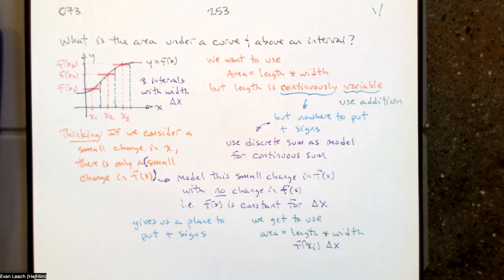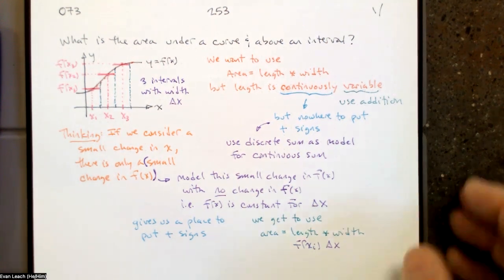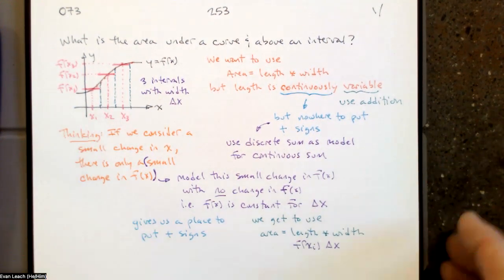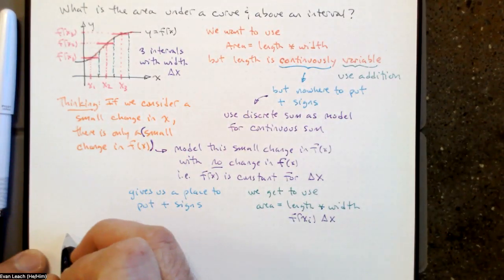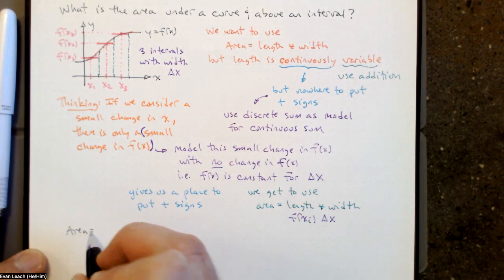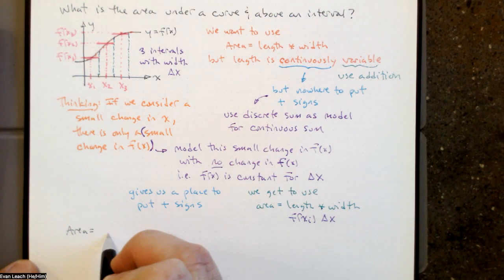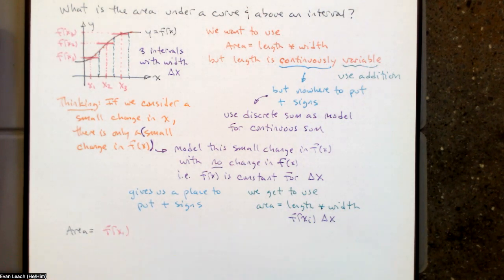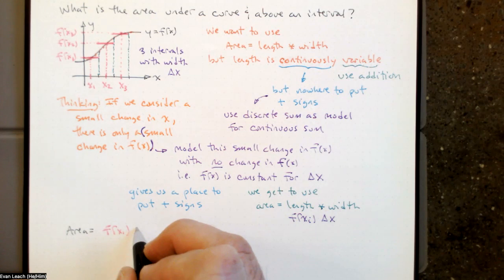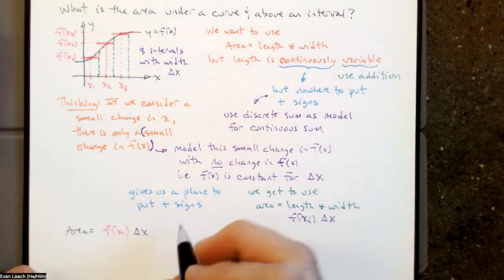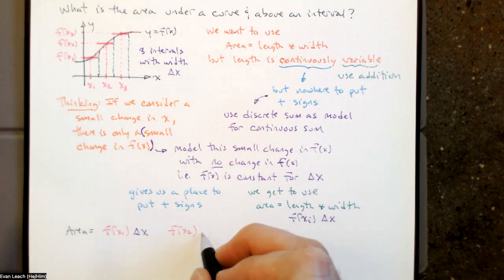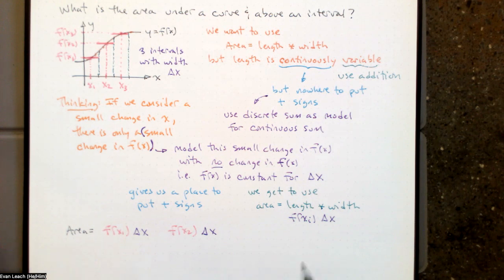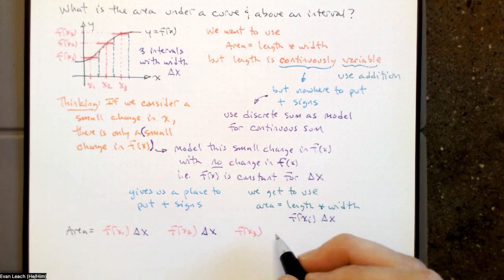The area of each of those intervals, the area of this first rectangle is just f at x1, that's the height, times delta x. That's our first rectangle. Our next rectangle is f at x2 times delta x. And our third one is f of x3 times delta x.